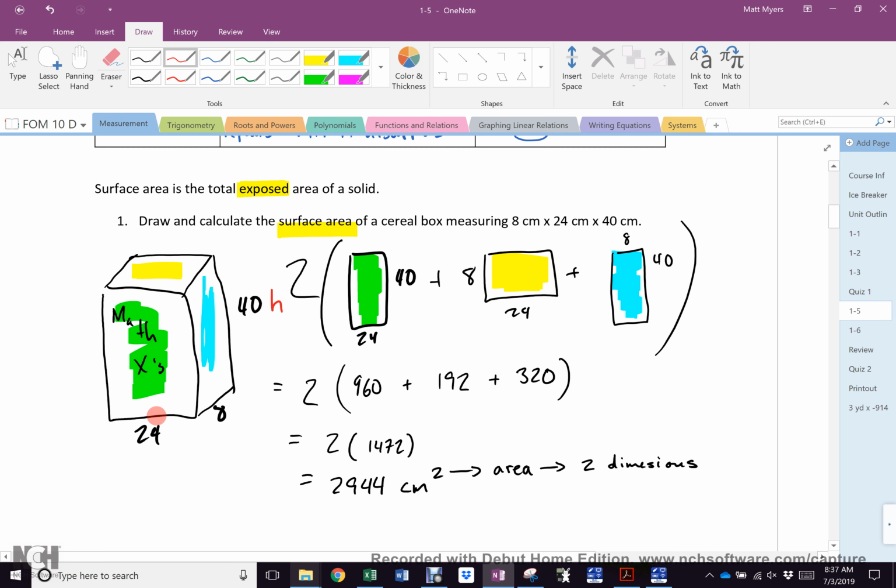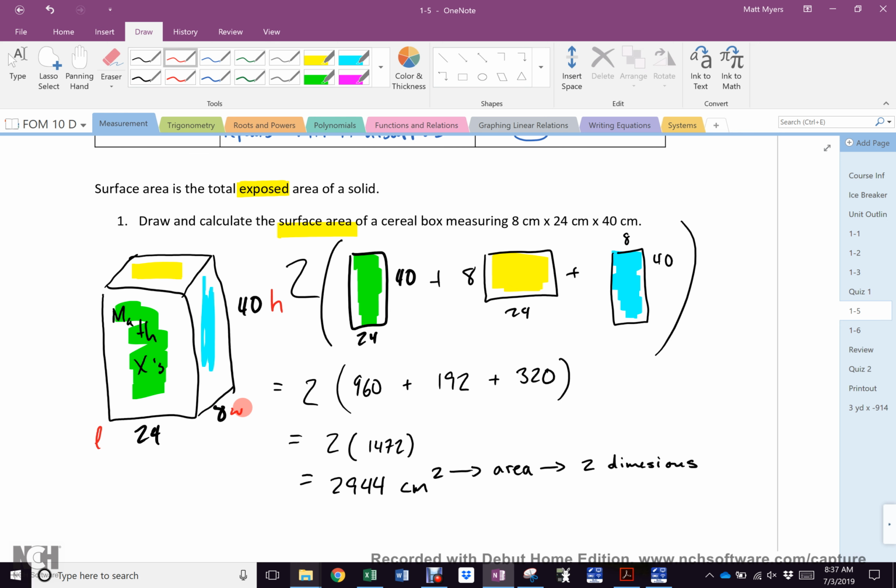Then what would you call 8 and 24? We're dealing with rectangles, so what would you call them? You'd call them length and which? Which one would you call length, Damon? You would call 24 length. So that makes that width automatically, right? Everyone agree? That's if my cereal box is standing up like this, yes?